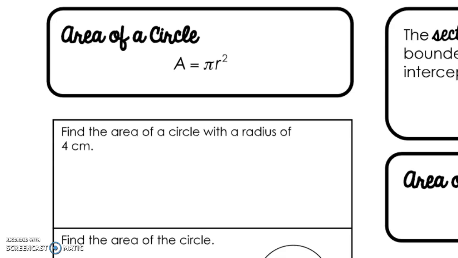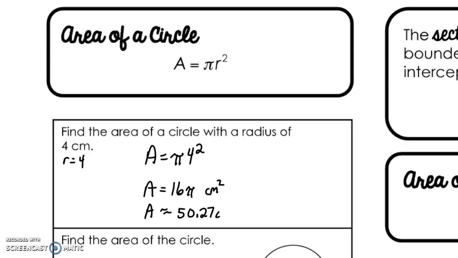So this says, find the area of a circle with a radius of 4. So if you know the radius, that's all you need to find the area. So you're going to do pi times the radius squared. So 4 squared is 16. So the area is 16 pi. That's your exact answer. If it says leave in terms of pi or give the exact answer, that's what you're going to put. If it wants the approximate answer, we're going to type in our calculator. We can either type in 16 times pi, or we can even do pi times 4 squared. It's the same thing. We get 50.27 centimeters squared.